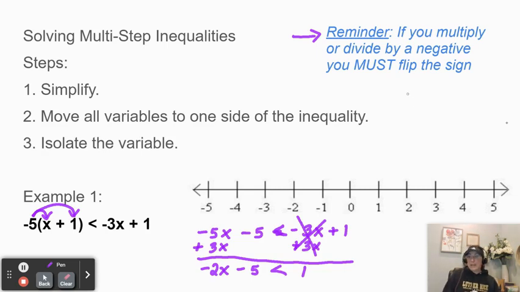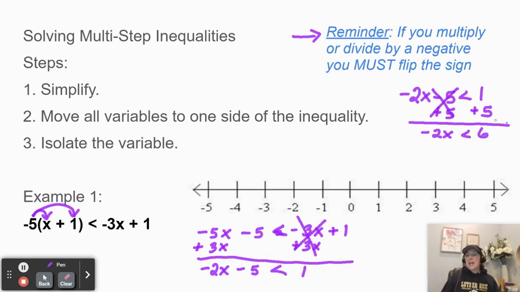Now, if we can jump up here and have a little bit more room, I'm just going to rewrite that inequality over here so we can finish. Now we need to get that x all by itself. So I'm going to do the opposite of subtracting 5. The opposite of subtracting 5 is to add 5, and I'm doing that to both sides of the inequality. On the left, that leaves me with the -2x because -5 plus 5 cancel each other out, is less than 6.